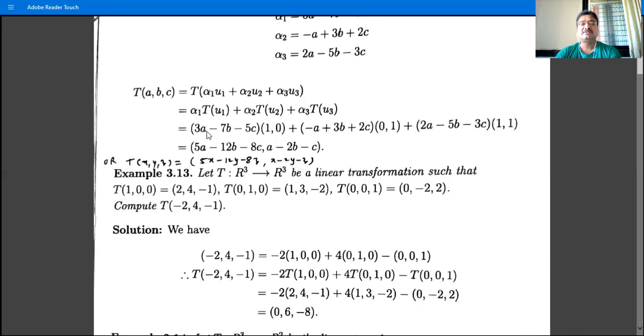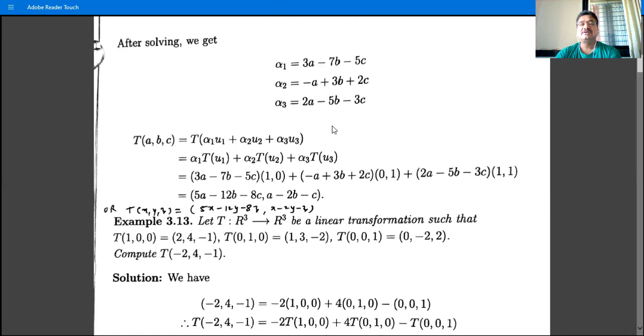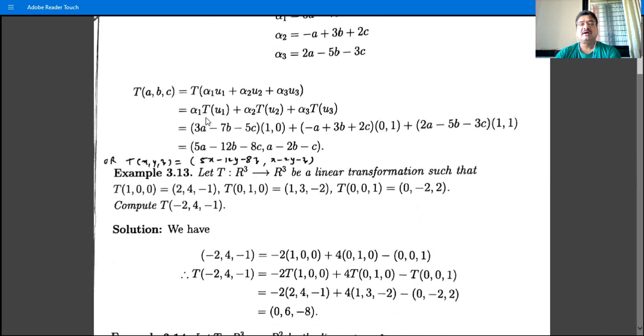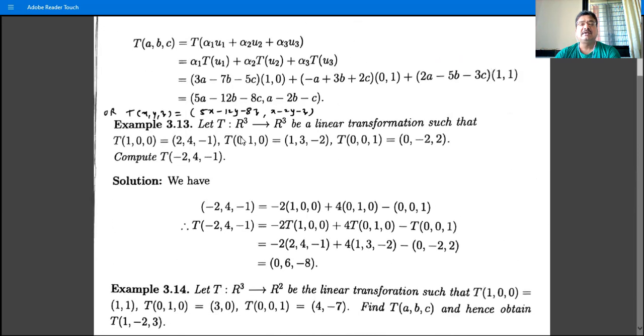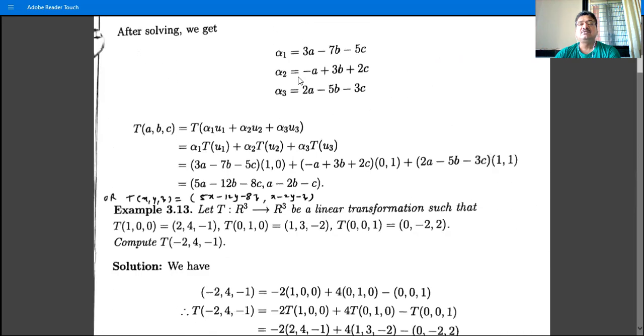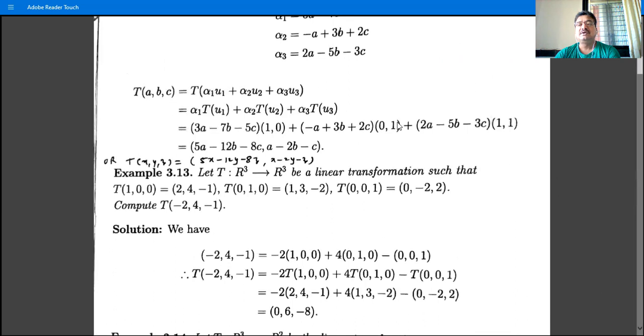And alpha 1 is this, 3a minus 7b minus 5c, and Tu1, what is Tu1? Tu1 is (1, 0), given in the problem. Similarly, alpha 2 is this, and Tu2 is (0, 1), given in the problem. Alpha 3 is this, and Tu3 is (1, 1).